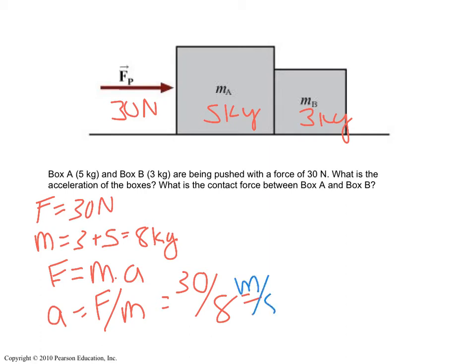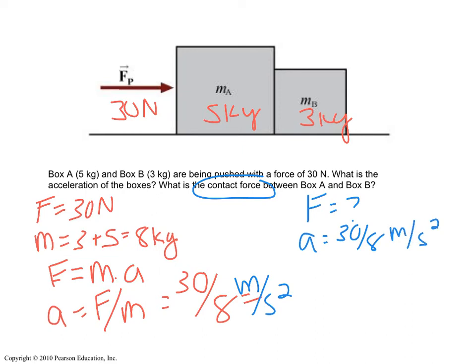That's fine. Now we're going to look at what is the contact force between box A and B. So I'm looking for force, so let's write that down. Force equals question mark. And I know my acceleration from my previous problem, 30 over 8 meters per second squared. Now, box A is pushing on box B, so the mass that we're going to be using is 5 kg. That's the mass that's pushing on the other one.